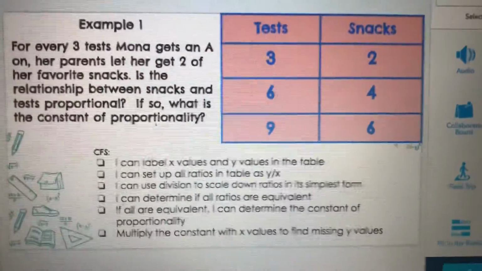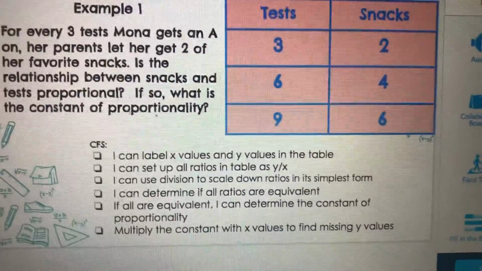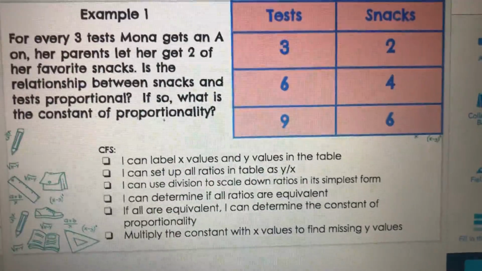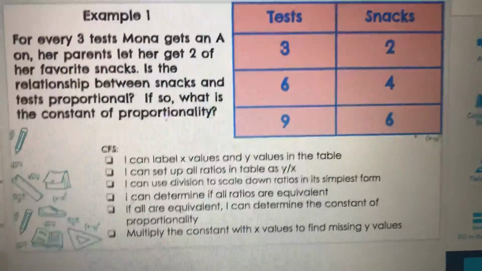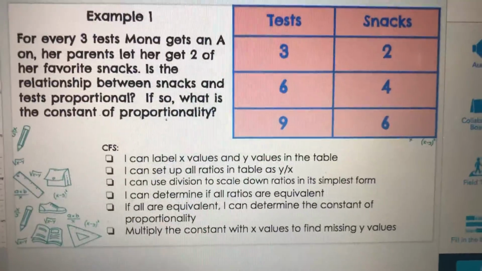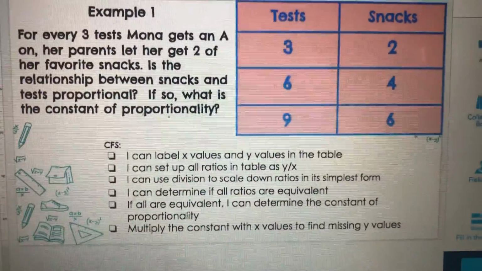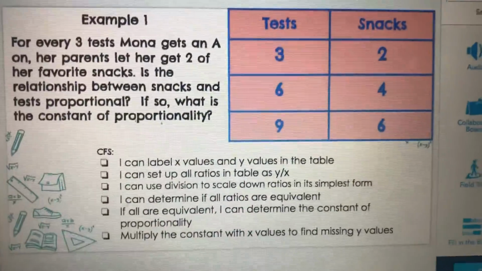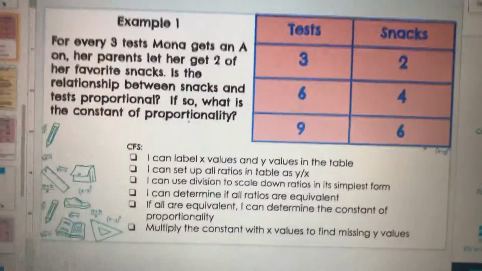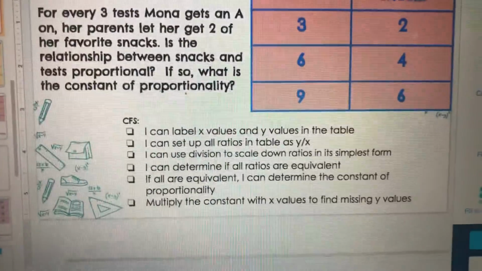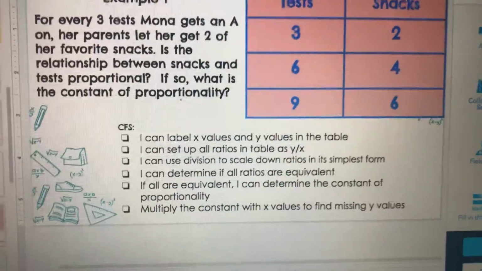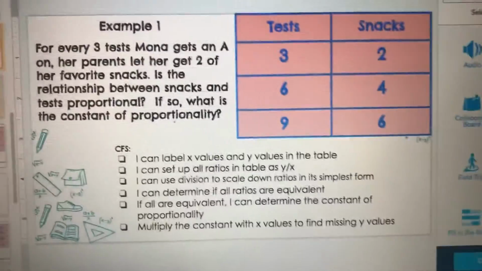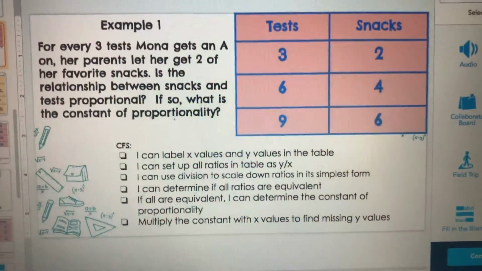Okay, so example 1, we had gone over it. For every 3 tests Mona gets an A on, her parents let her get 2 of her favorite snacks. Is the relationship between snacks and tests proportional? If so, what is the constant of proportionality? And on the bottom here, you have your CFS that you could use to make sure that you're successfully solving the problem. So the first thing we're always going to do is write this down on our paper.